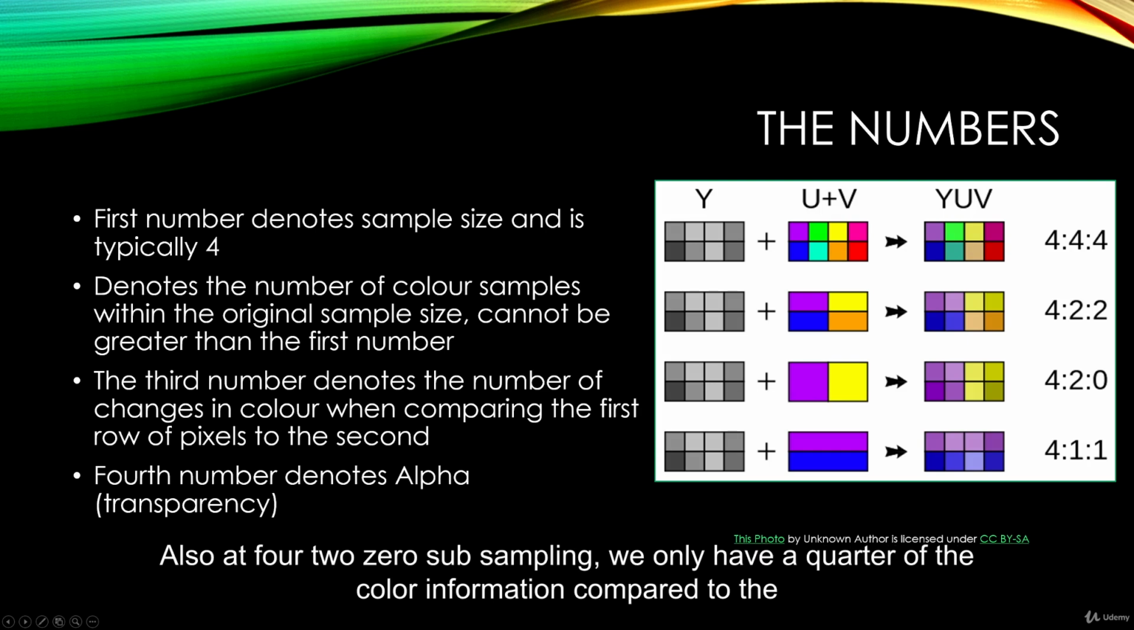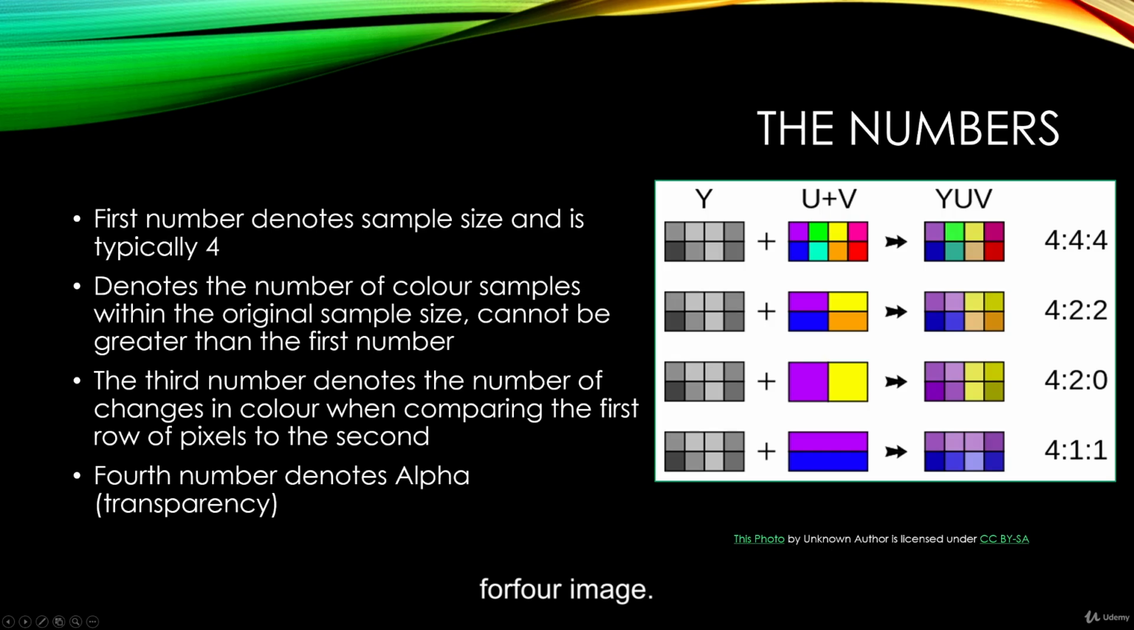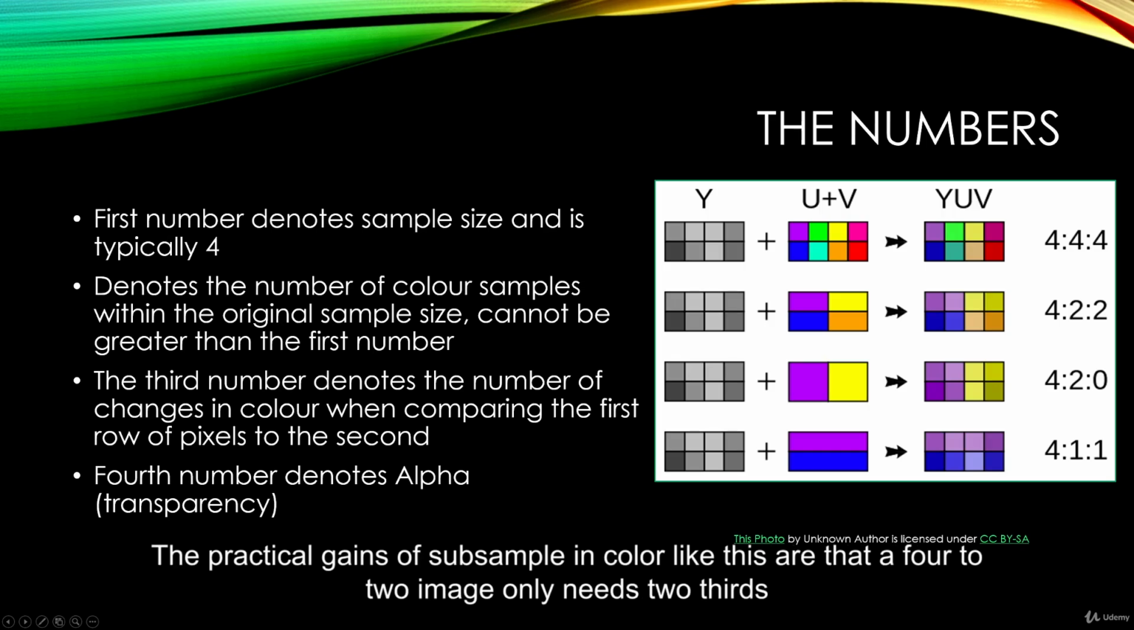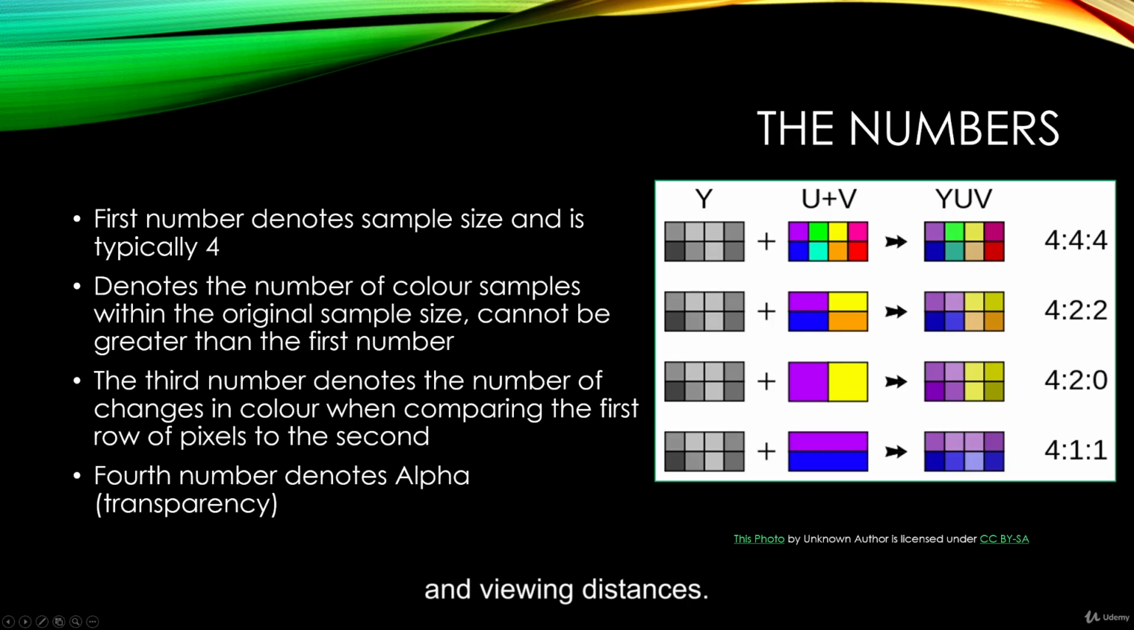Also, at 420 subsampling, we only have a quarter of the colour information compared to the original 4444 image, as it's got half the horizontal and half the vertical colour resolution of a 4444 image. The practical gains of subsampling colour like this are that a 422 image only needs 2/3 of the bandwidth of a 4444 image, and suffers no perceptible effects at standard magnifications and viewing distances.